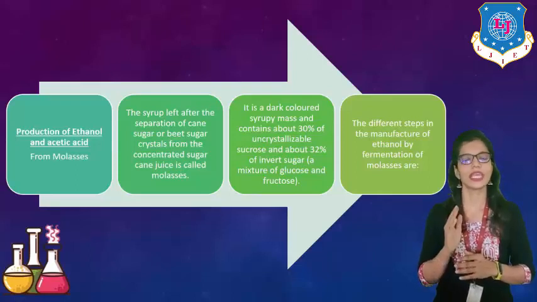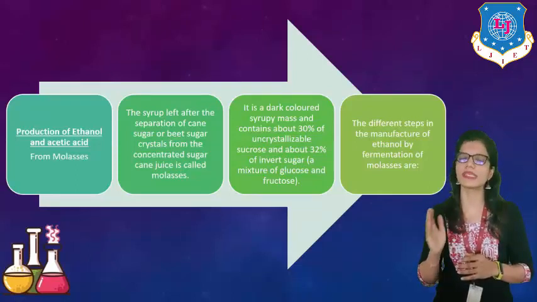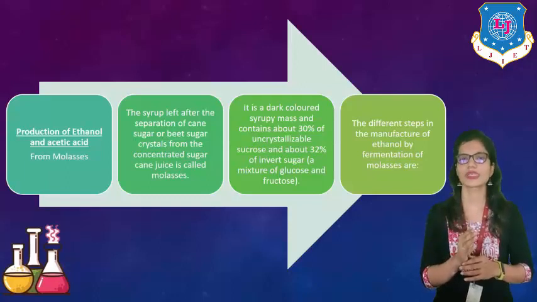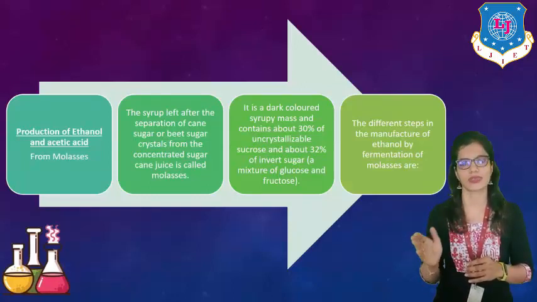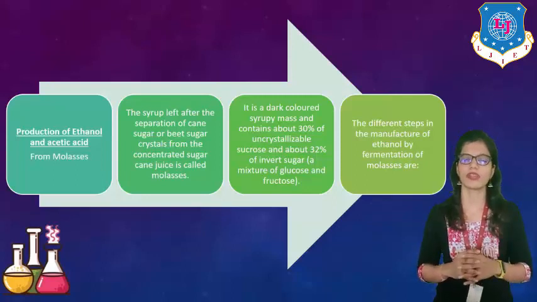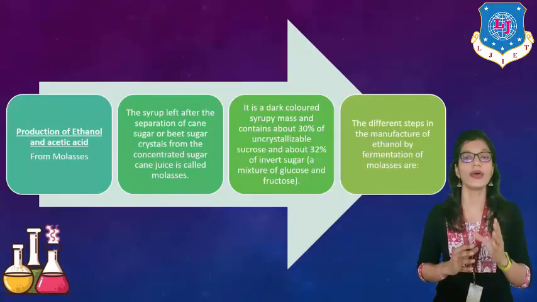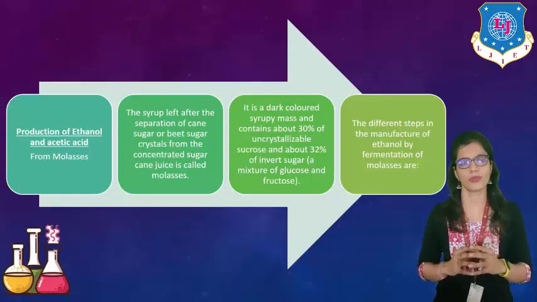Let's take a look at these processes step by step, because these are actually step by step processes. First, the syrup left after the separation of cane sugar or beet sugar crystals from the concentrated sugar cane juice is called molasses. It is a dark colored syrupy mass and contains about 30% of uncrystallizable sucrose and about 32% of invert sugar, which is a mixture of glucose and fructose.